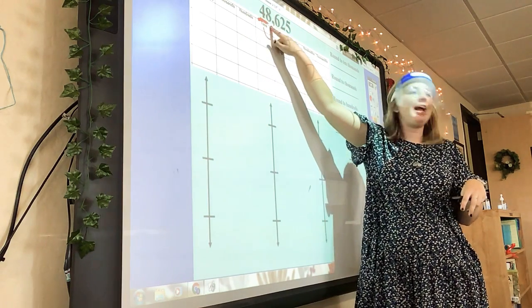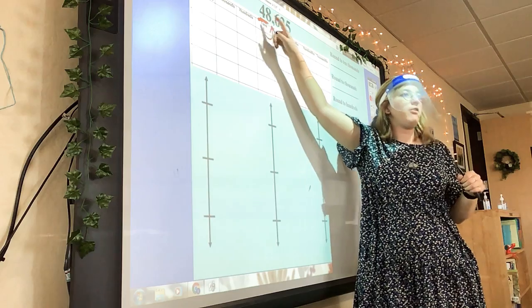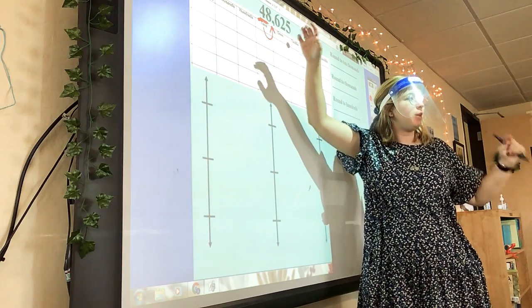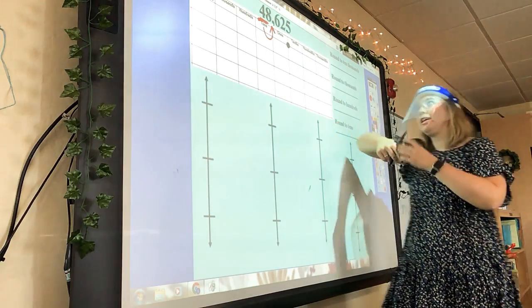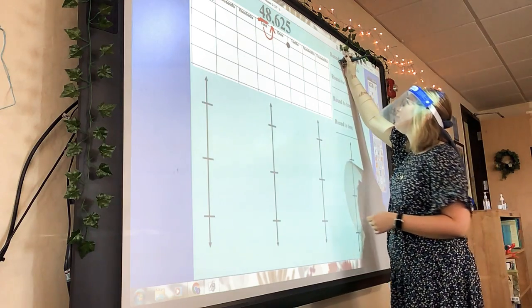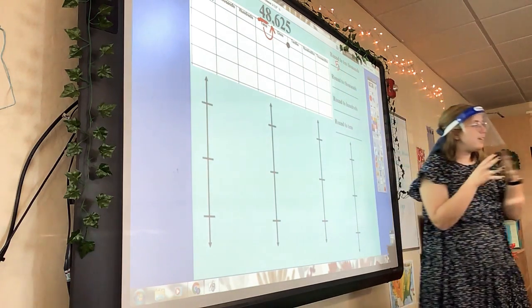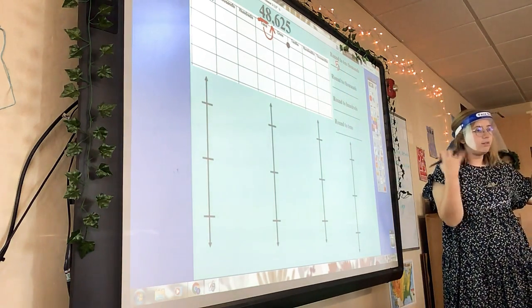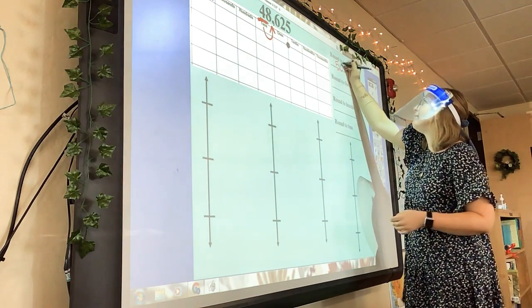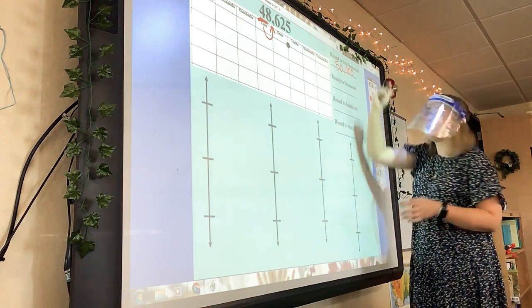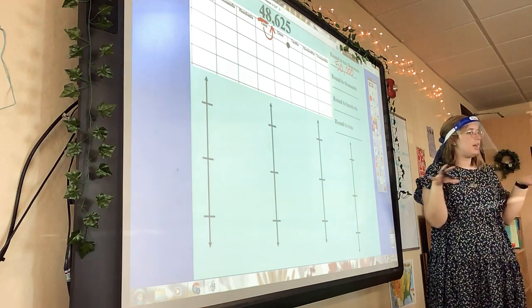So this number 8, is it going to tell the 4 to go up or stay the same? Up, good. So that 4 changes to a 5, and then everything after it turns to a what? 0. Beautiful job, my friends. Okay, and that's it. That's rounding to the nearest 10,000.